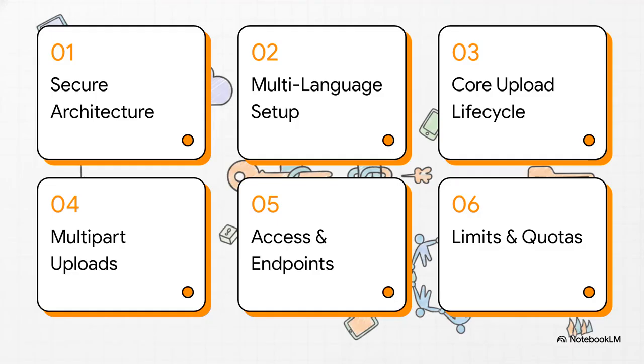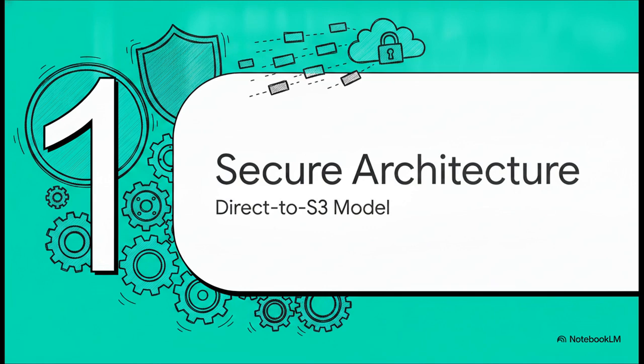To map out our explainer today, we're going to cover: 1. The secure architecture, 2. The unified multi-language setup, 3. The core upload lifecycle, 4. Handling large multi-part uploads, 5. File access and endpoints, and finally 6. Understanding limits and quotas. All right, let's get started with part 1, the secure architecture.